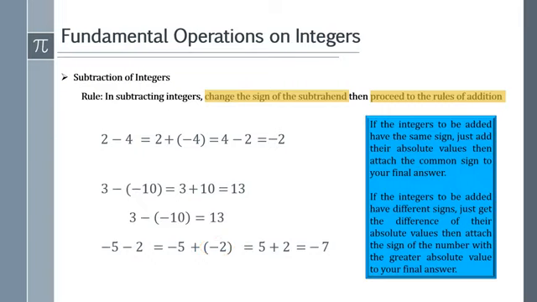So that's how you subtract integers, class. Okay? What you really need here, class, is practice. In your module or in your books, you have plenty of examples. So just practice those, and replay and review this video until you master those rules.